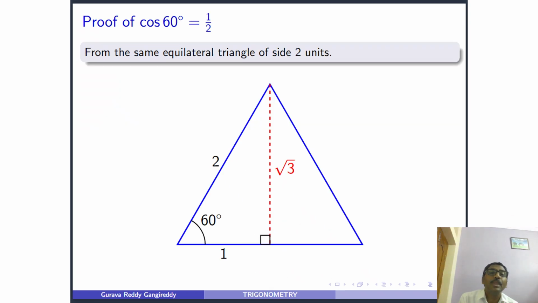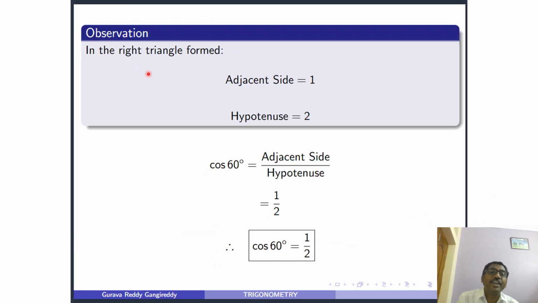Proof of cos 60 degrees equal to half. From the same equilateral triangle of side 2 units, we are getting this. So I can find cos 60 degrees equal to adjacent by hypotenuse. So 1 by 2. Observation: in the right triangle formed, adjacent side equal to 1, hypotenuse equal to 2. Cos 60 degrees equal to adjacent side by hypotenuse. This is equal to 1 by 2. Therefore, cos 60 degrees equal to 1 by 2.